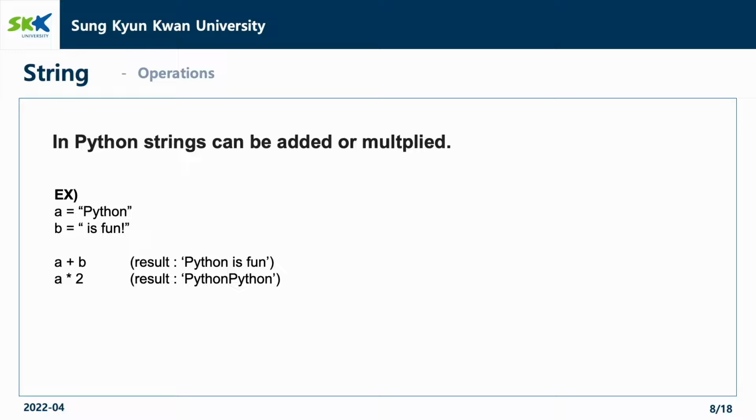In Python, we can add and multiply strings using the plus and multiplication signs. For example, let's say A is the Python string and B is the fun string. If you add A and B, the result is Python is fun, which is the two strings concatenated. When A is multiplied by 2, the result is PythonPython, in which the string A is repeated twice.